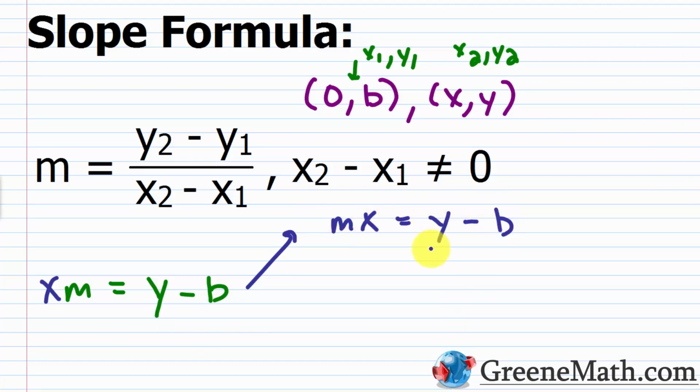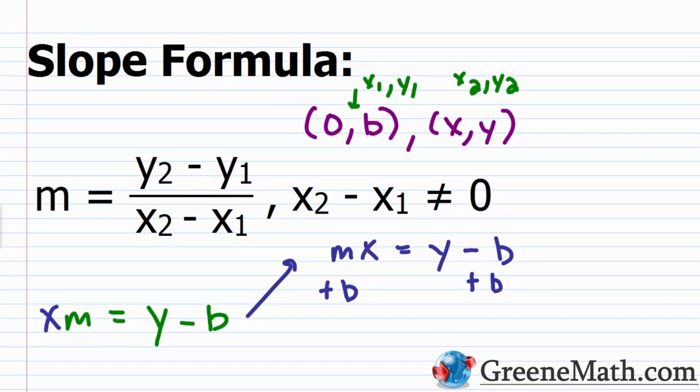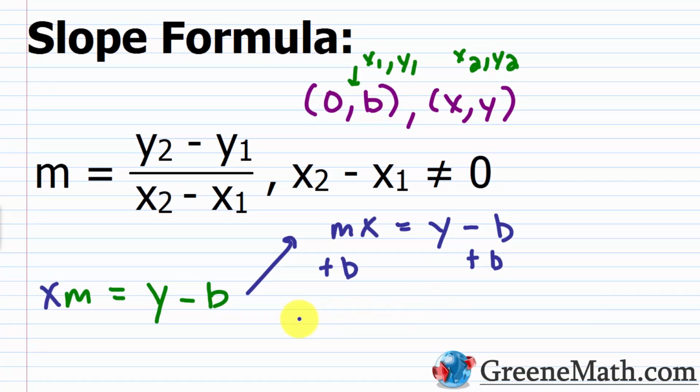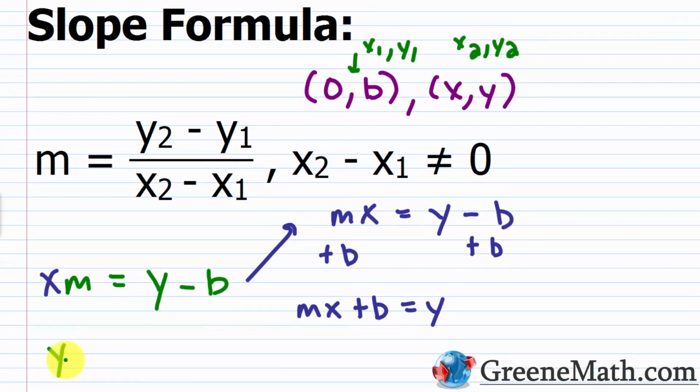How can I get y by itself? I can just add b to both sides of the equation. We would have mx plus b is equal to y, which I could flip around and put y out in front: y equals m, the slope, times x plus b, my y-intercept. So it's pretty simple to derive that. We know our slope is m, since this came from the slope formula, and we know that b is the y-coordinate for the y-intercept, since we plugged in (0, b) as a point.